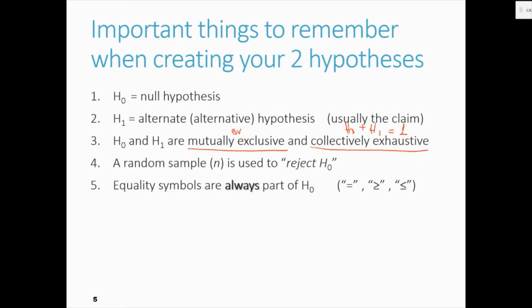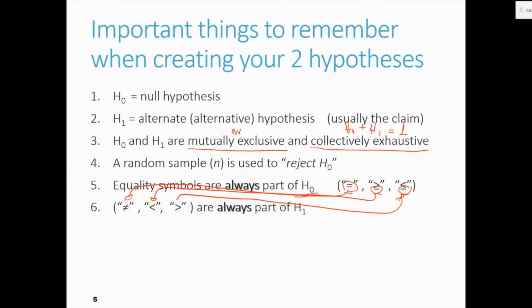Fifth, equality symbols are always part of H0. Equal sign, more than or equal to, or less than or equal to. All of these equal signs, any equal sign, will always be part of H0. Now, the opposite signs are part of H1. So you have equal to and not equal to, so not equal to is part of H1. If you have more than or equal to, the opposite symbol is less than, and that's part of H1. And if you have less than or equal to something, then the opposite symbol, which is more than, will be part of H1.